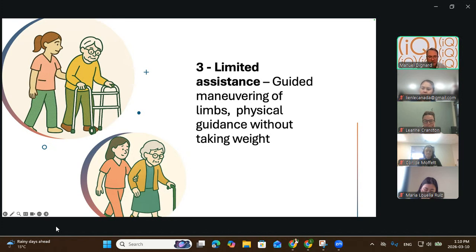Limited assistance. So this one involves some hands-on help, okay? So you're guiding a limb or you're helping them start a movement. However, it does not include weight bearing for the resident. And that's the important distinction, right? From limited assistance to extensive assistance is the weight bearing part.